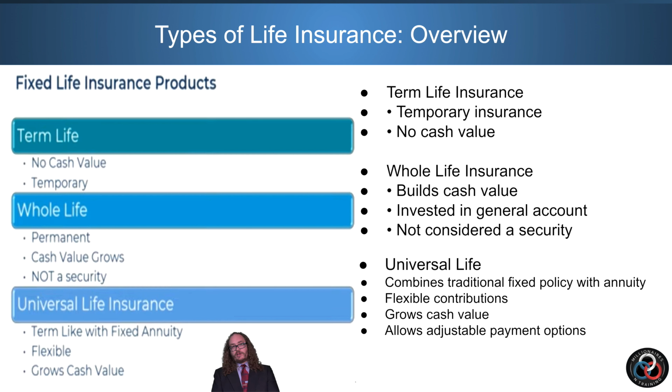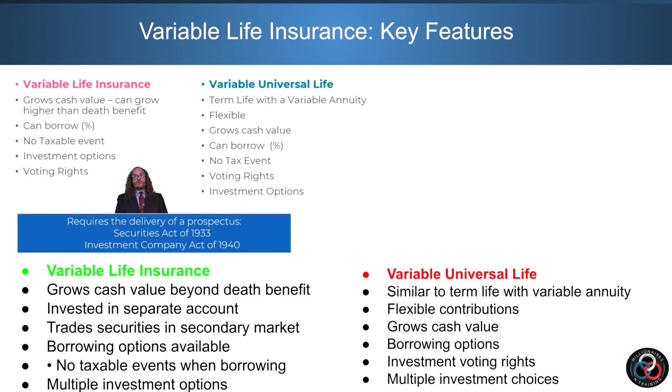whole life insurance product. I suspect our questions on the Series 6, whenever it's about an insurance product, will come from variable life insurance and variable universal life. So with variable life insurance, it grows cash value, so it can get higher than even the death benefit. And the reason for that is because we're investing in a separate account, and that separate account invests in securities in the secondary market. You can borrow money against your policy if you need to, and there are no taxable events if you borrow money.